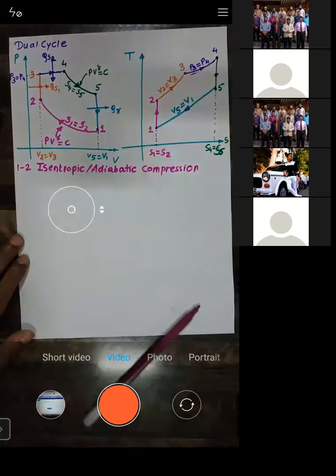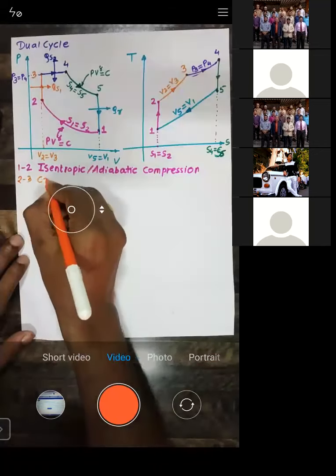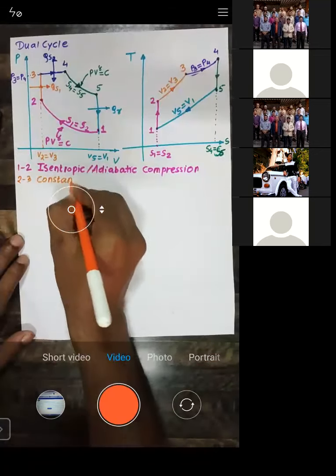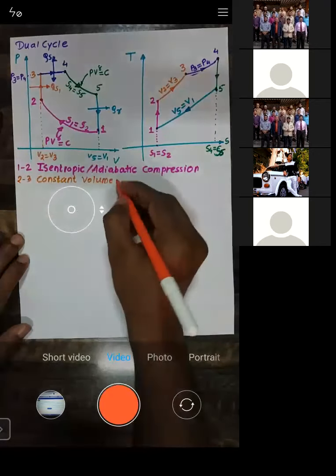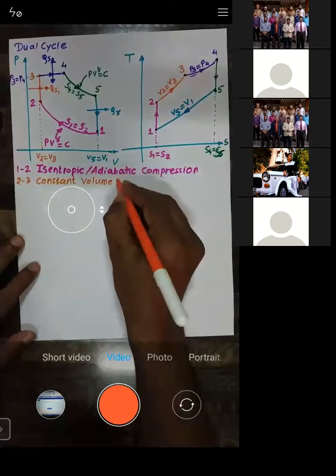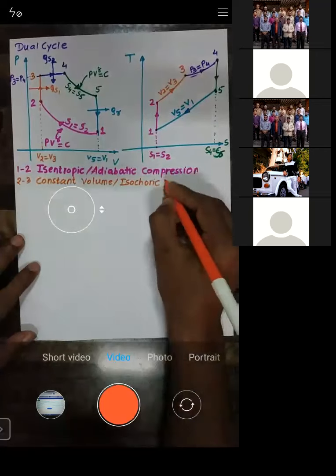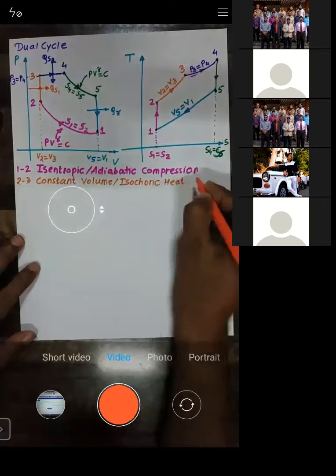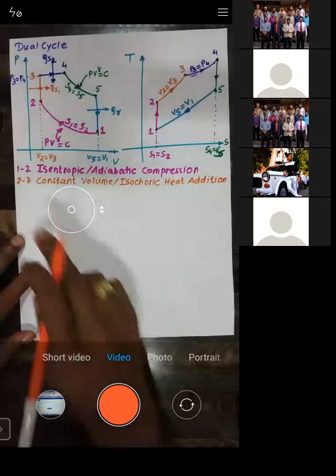Let us now move to the process 2 to 3. Process 2 to 3 is a constant volume process, also known as isochoric. It is constant volume or isochoric heat addition.